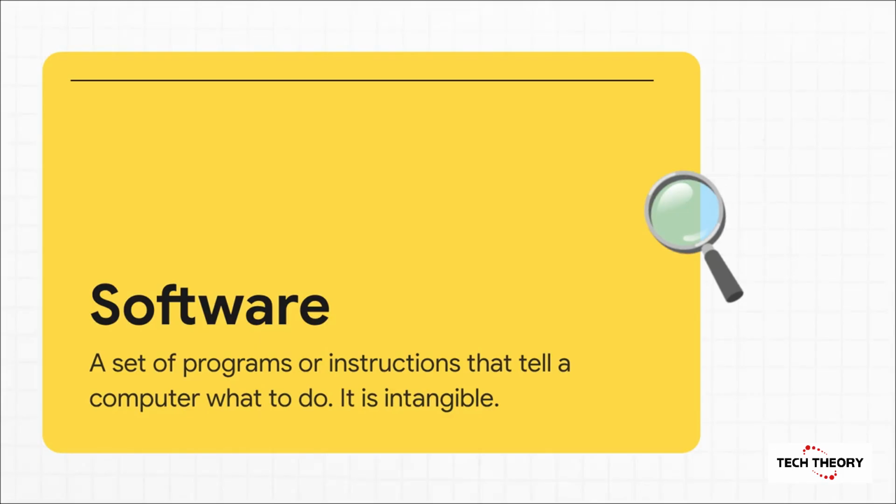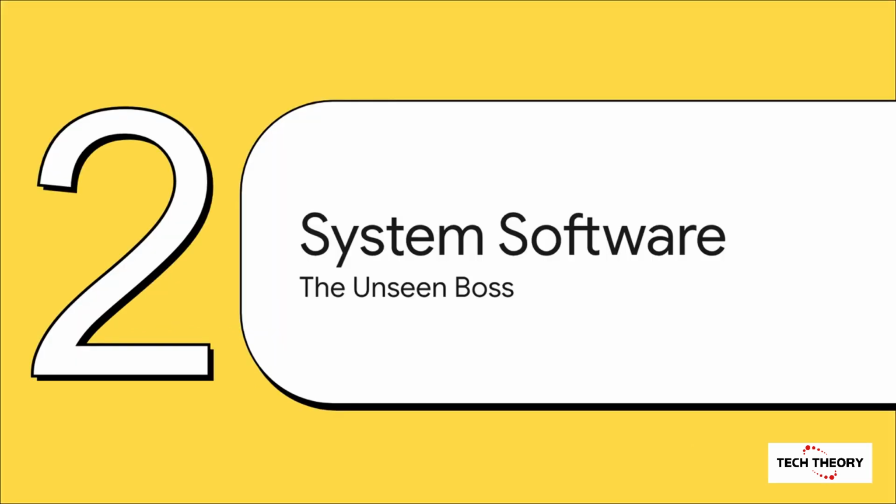So at its core, software is just a set of instructions. And the most important thing to remember is that you can't touch it. It's completely intangible. It's just code, digital data. When you press a key on your keyboard, that's a hardware action. But the program that sees that press and then puts the letter up on your screen, that is the software doing its job.